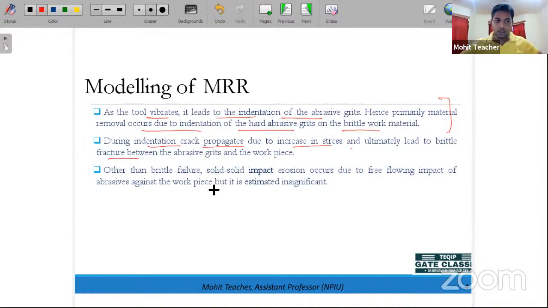Other than the brittle failure, there is solid to solid impact erosion. Erosion is like a jet impinging over the workpiece surface, and that will remove the material. So here basically it is solid to solid impact, meaning abrasive particles to abrasive particles, and then at the contact with the workpiece, the abrasive particle will contact the workpiece, due to the free flowing impact of abrasive against the workpiece. That is solid to solid impact apart from the brittle fracture. So this is the mechanism.